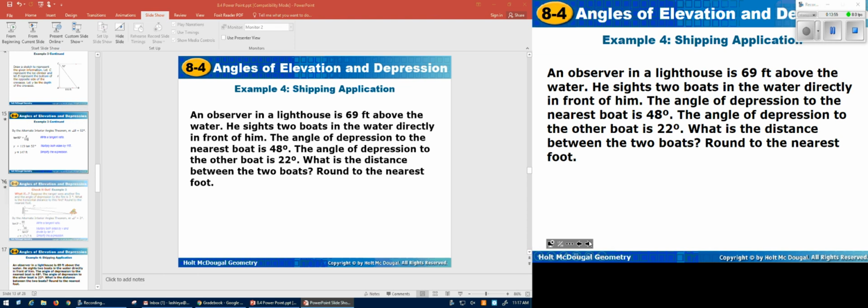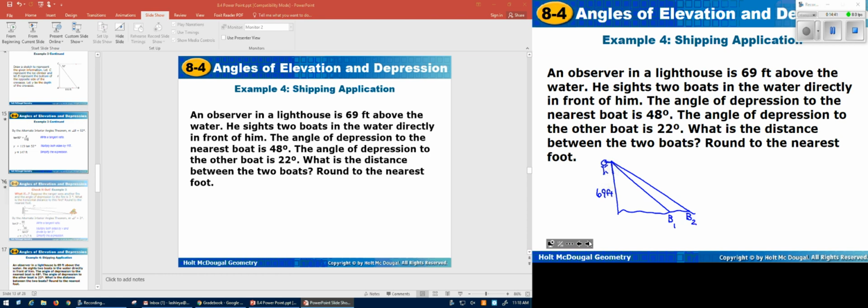Okay. So it says an observer in a lighthouse is 69 feet above the water. So we've got water, we've got a lighthouse, and the observer up here, he is 69 feet above the water. He's just hanging out in the air, floating, I don't know. Yes, very much so. That's okay. He sights two boats in the water directly in front of him. So from his line of sight, let's make this go all the way up to his line of sight. He sights two boats in the water directly in front of him. So boat one, boat two.